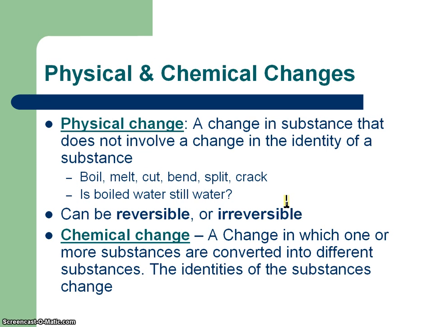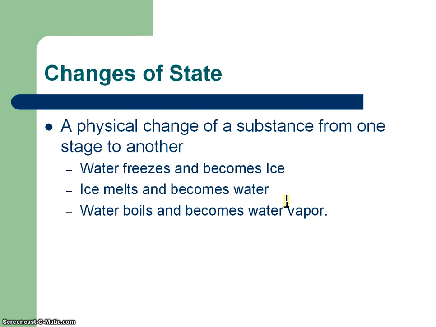Now, based off the physical and chemical properties are physical and chemical changes. A physical change is a change in substance that does not involve a change in the identity of that substance. Boiling, melting, cutting, bending, splitting, cracking. Again, is boiled water still water? Yes, of course. It's just now water vapor. These can be reversible or irreversible. A chemical change is a change in which one or more substances are converted into different substances. Now, the identities of the substances change as you go through the chain of the reaction.